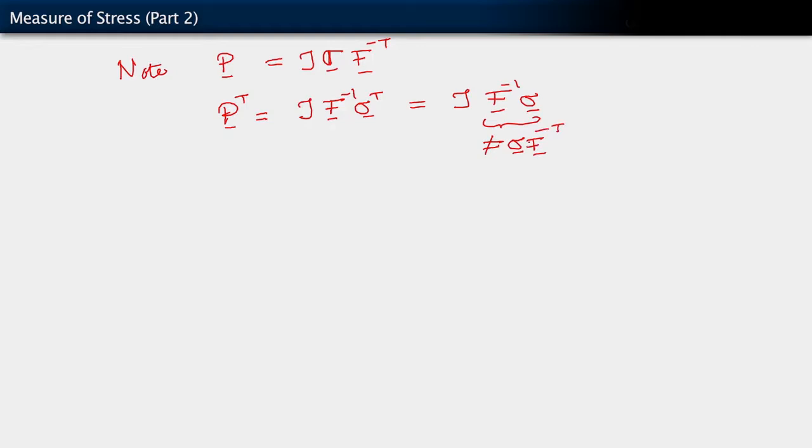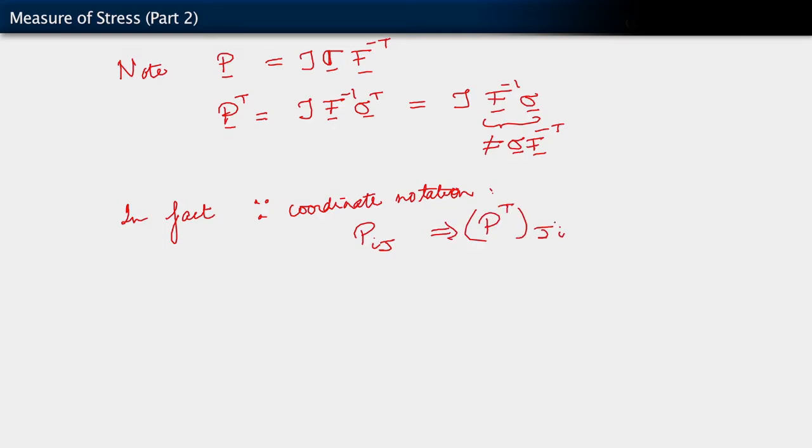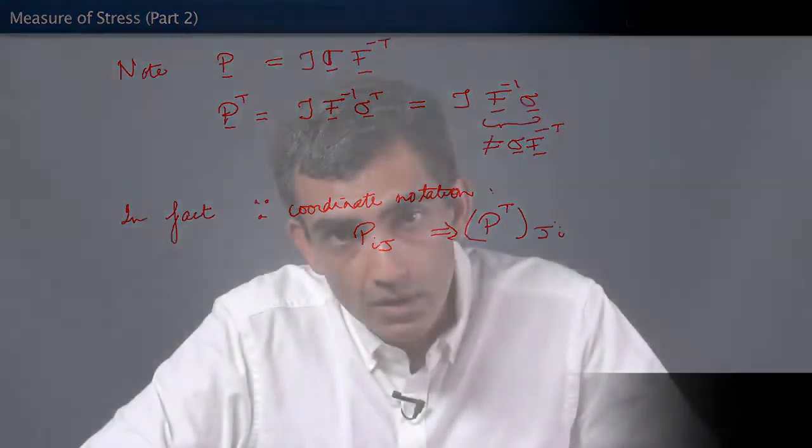Okay, in fact, because of the fact that P has one leg in each configuration, coordinate notation reminds us that we have P capital I J, right? What would the transpose of P be? This implies that the coordinate notation of P transpose would be P transpose capital J capital I, right? Now, given the fact that I and J indices don't even live in the same configuration, it's almost vacuous to even ask if P is symmetric, right?